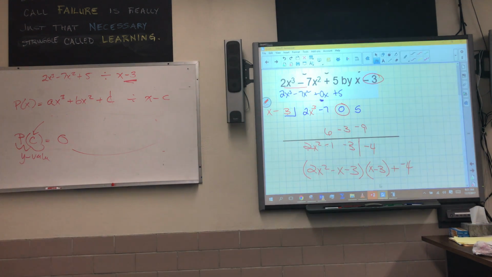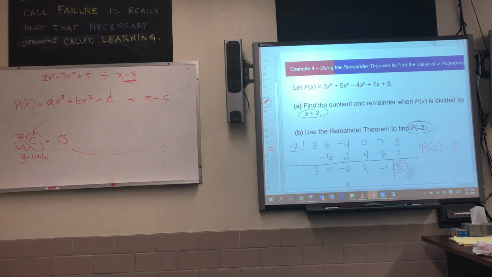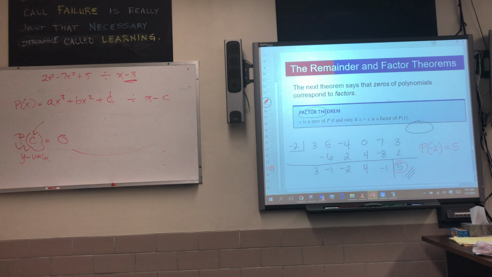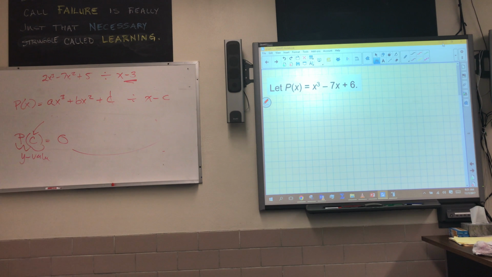Let's take this polynomial, okay? And let's divide, I think I'm going to divide it by, I'll find P of 1, okay? Well, the question says, let P of x be that polynomial, and then evaluate, or I guess prove, that P of 1 is equal to 0. Prove or show algebraically that P of 1 is 0. So, we're evaluating at 1, okay?